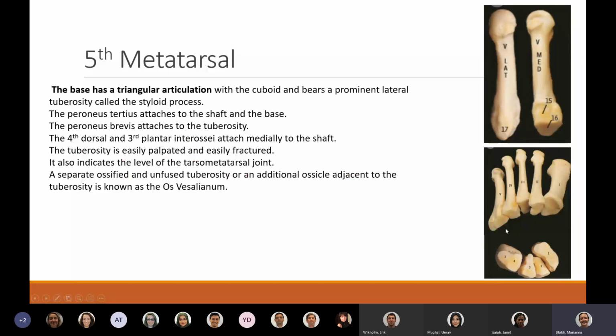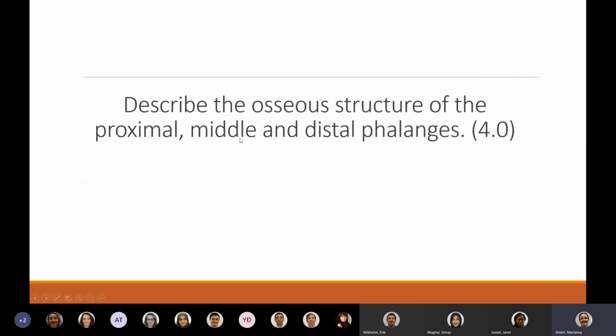Os vitellianum, accessory bone, things like that. So again, and gives rise to what? Medially, we have the fourth dorsal and third plantar interossei. These are just test questions right here. They will ask more than one.